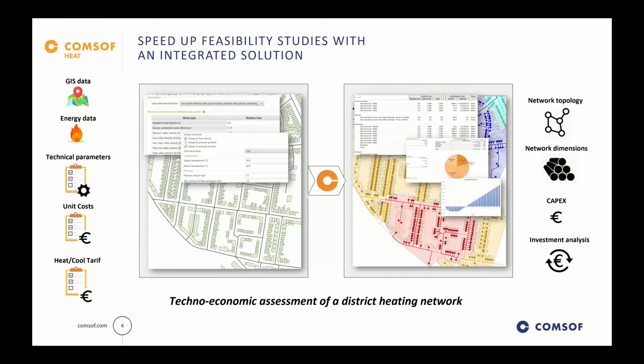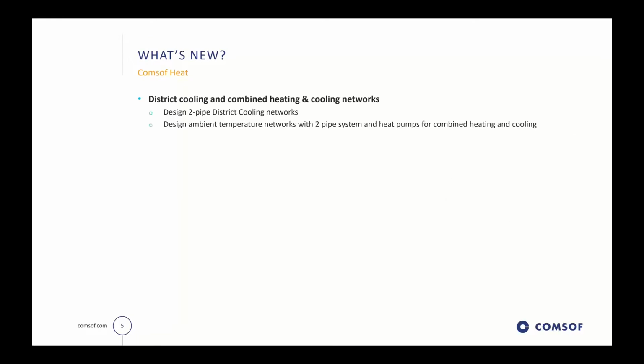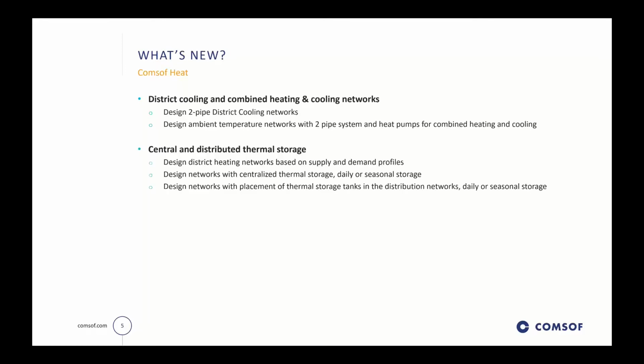We already have many existing possibilities and features, but with this release, we are introducing quite some new things. So what is new? First of all, the possibility to design two-pipe district cooling networks. You will also be able to design ambient temperature networks with two pipes. Heat pumps can be used for combined heating and cooling. We are also introducing central and distributed thermal storage based on supply and demand profiles, for seasonal or for daily storage.